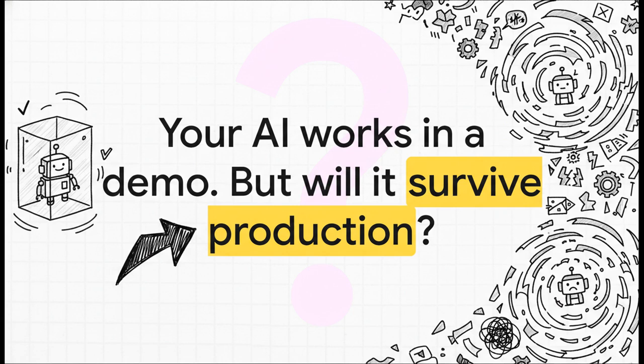So picture this. You've built an AI agent. It looks incredible in a controlled demo. It's doing everything you want it to. But the real question, the one that keeps developers up at night, is what happens when it hits the wild, the chaos of production. This is the challenge that separates a cool concept from something that delivers real-world value.